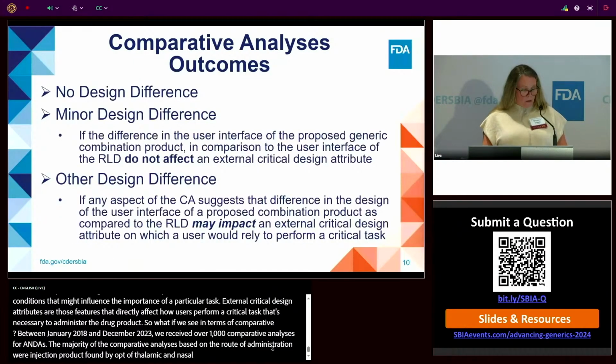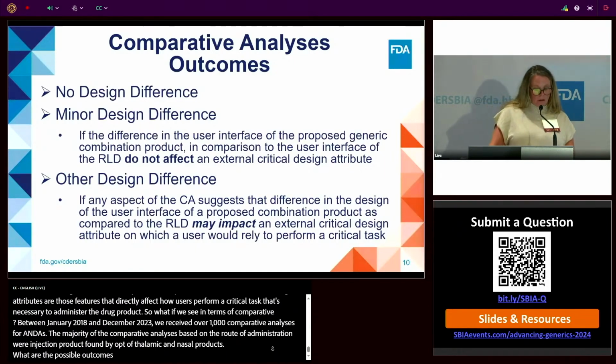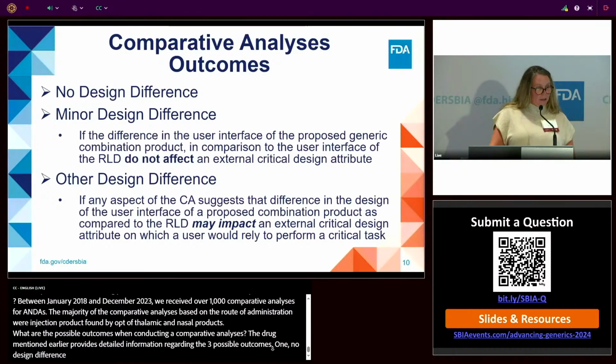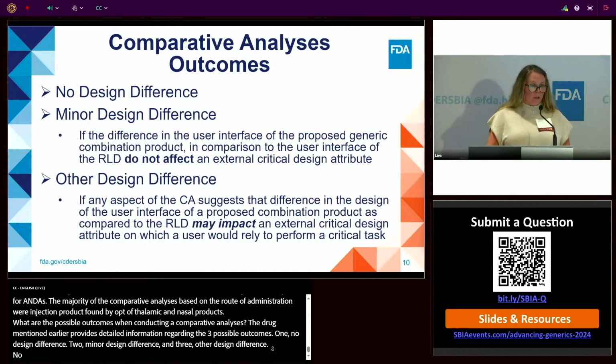What are the possible outcomes when conducting comparative analyses? The draft guidance mentioned earlier provides detailed information regarding the 3 possible outcomes. 1, no design difference. 2, minor design difference. And 3, other design difference. No design difference is exactly what it means. There's no difference between the proposed product and the RLD.